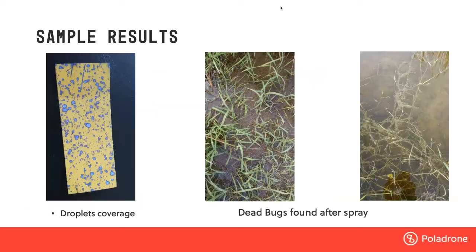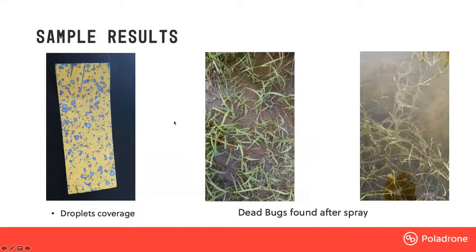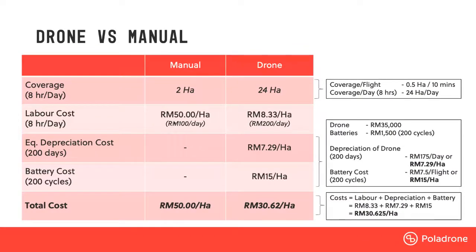And then on the next slide, we can see some sample results. The sample results show the droplet coverage. How is our PV16 coverage for the drones? We also found in the results that the deposition after the spray shows the method is efficient, using the spraying drone to spray the crops. On the next slide, we're going to show the comparison between the manual way and the drones. What is the cost comparison?